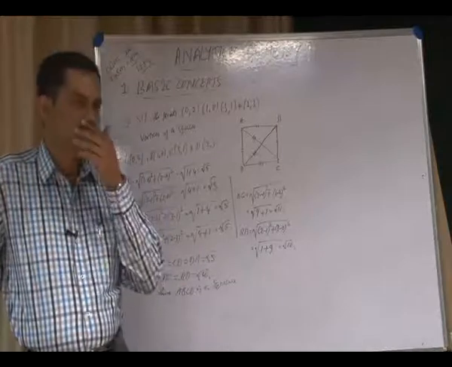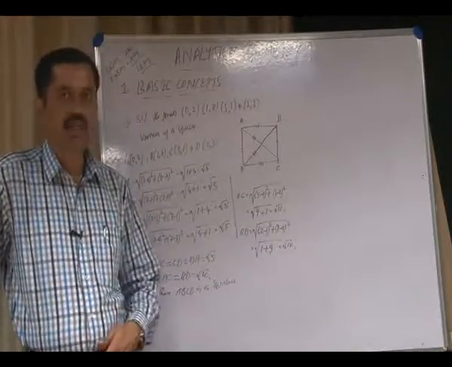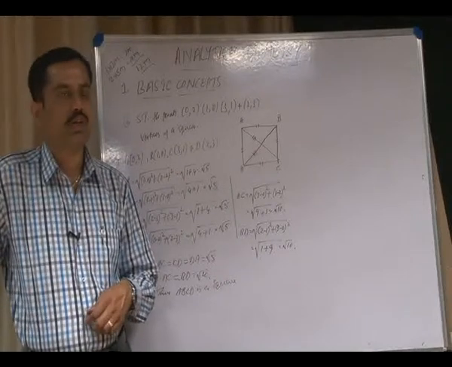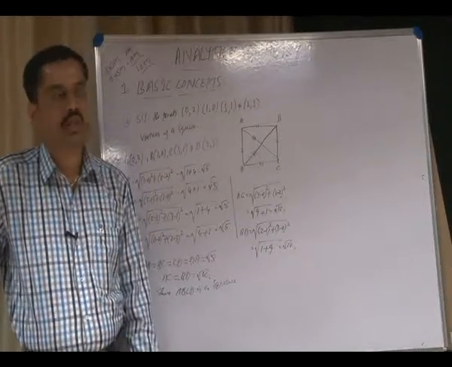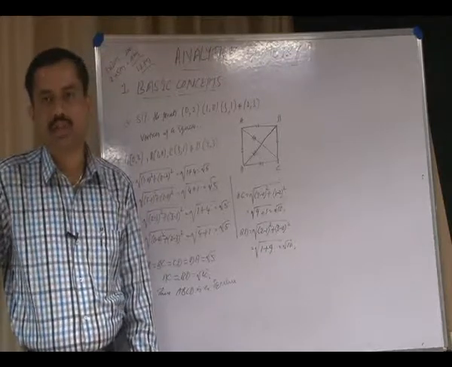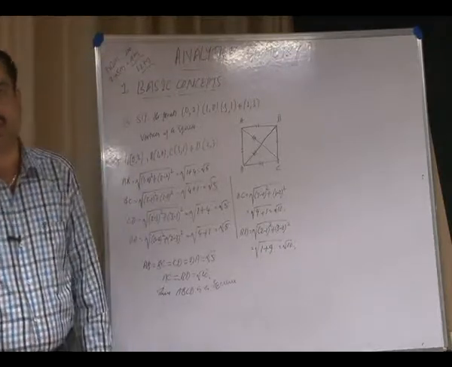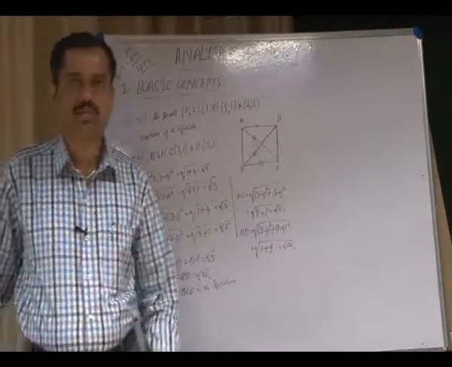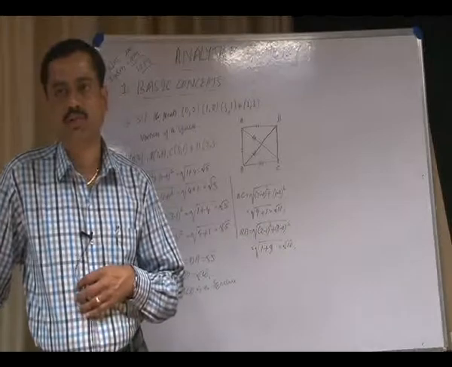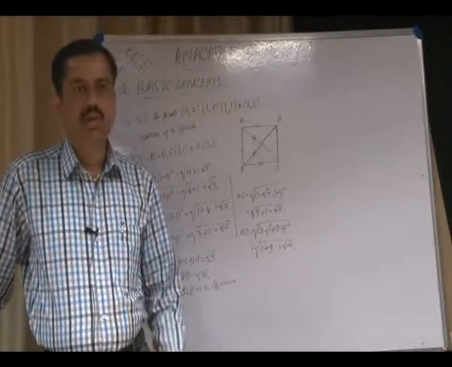In the next class we are going to discuss the second topic in basic concepts of analytical geometry. That is called the section formula. So, that I will take up in the next class, the section formula and problems on that. That also you are going to derive here, then you are going to solve some problems on the section formula. So, that I will continue in the next class.